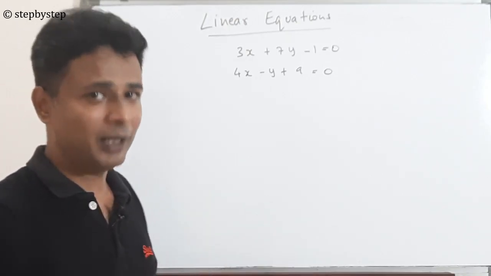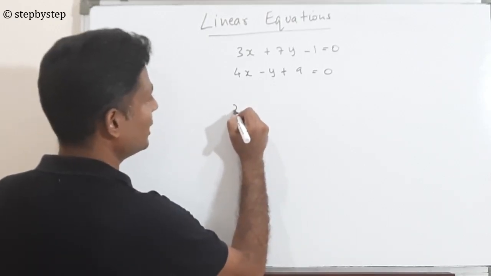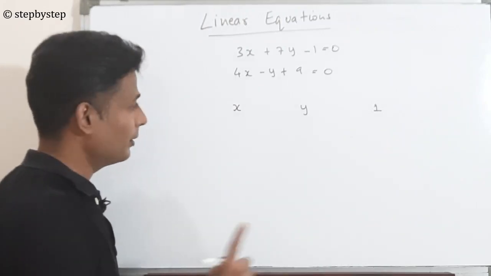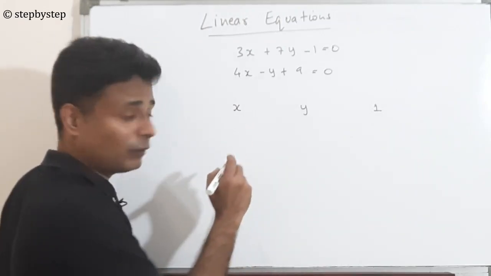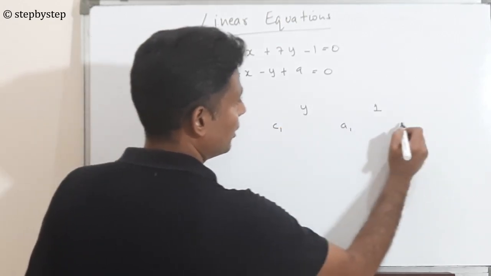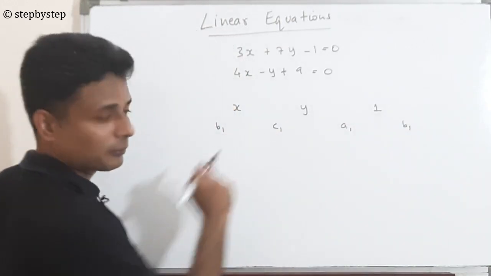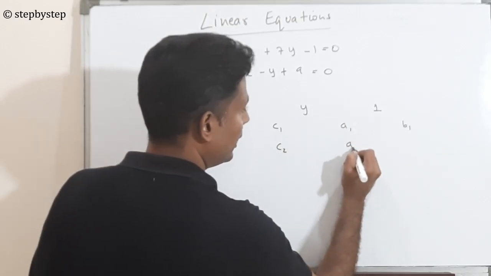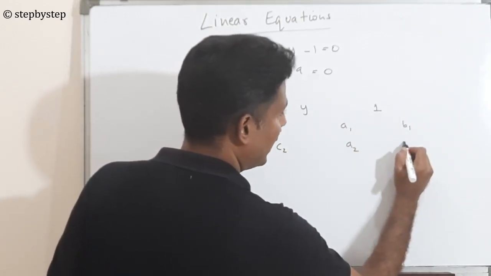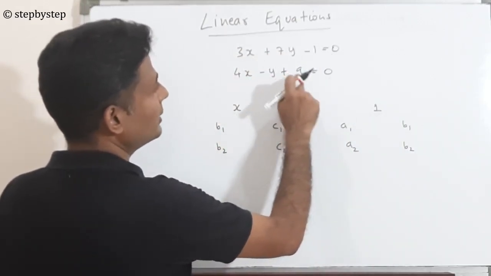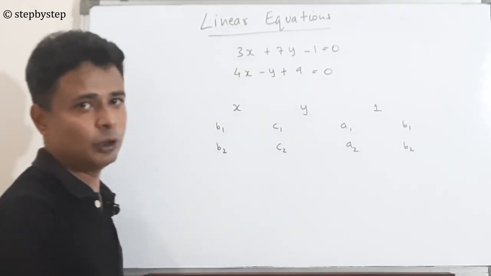Now you need to remember this diagram. What you need to do is write x, y and 1. Now here you will start with B1, C1, A1, B1. This is how you will write. And here you will write B2, C2, A2, and B2. Start with B, C, A, B. This is how you will write it.